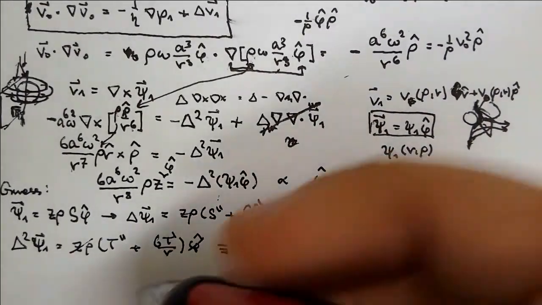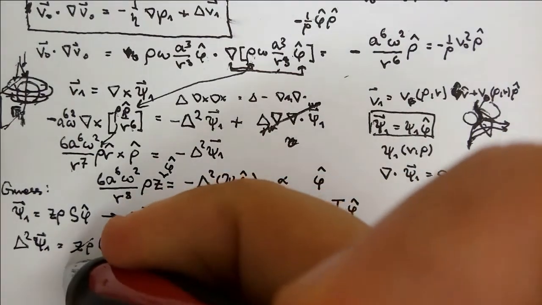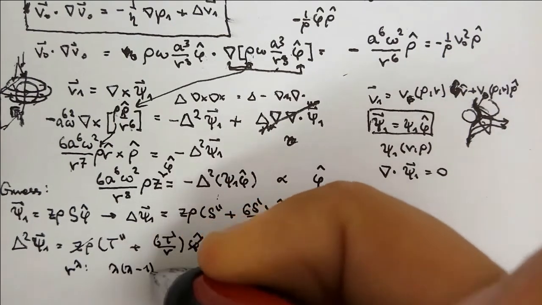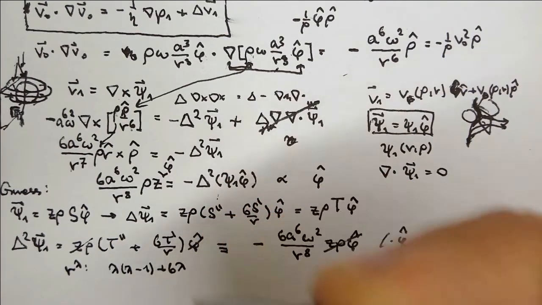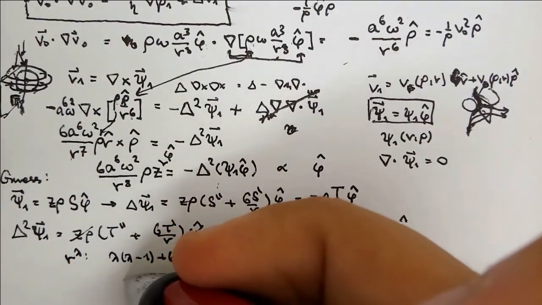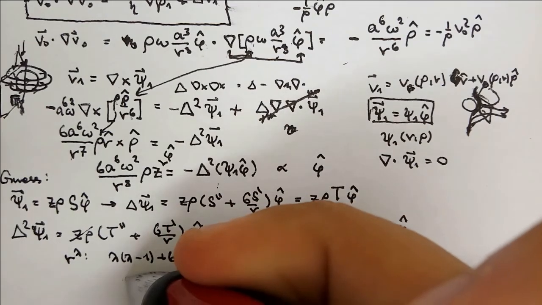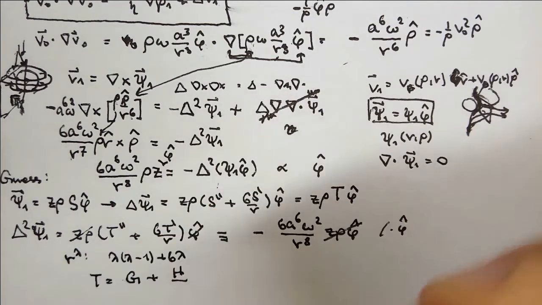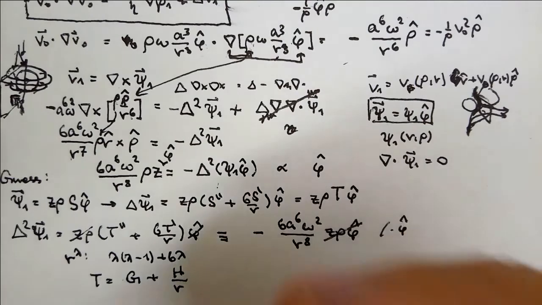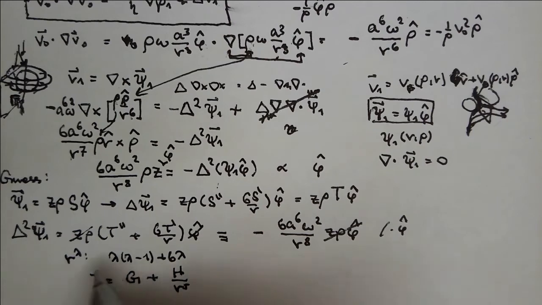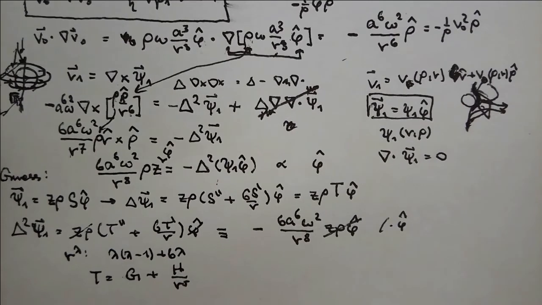The characteristic polynomial is very easy to write, because you can try the solution r to the lambda power, and this will pop up: lambda times lambda minus 1 plus 6 lambda. So the solutions of the homogeneous problem with no right hand side are r to the 0th power, or a constant, some constant g, plus h over r to the 5th power, because there is lambda squared plus 5 lambda. The roots are minus 5 and 0 respectively.